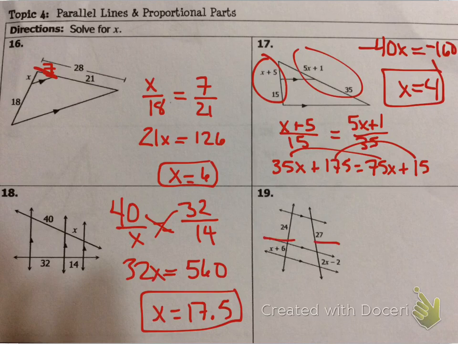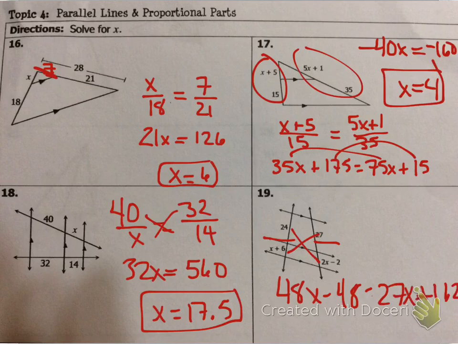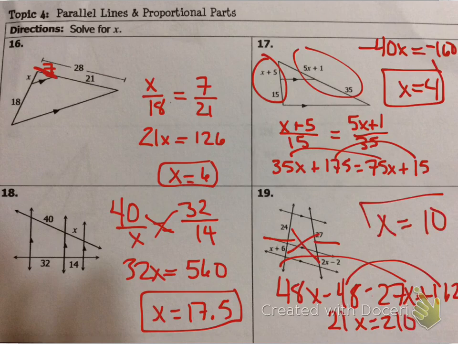Here I would have set that up as cross multiply and cross multiply. So I would have had 48x minus 48 is equal to 27x plus 162. And again, variables to the left, numbers to the right. This should give you 21x is equal to 210. So x is equal to 10. Fairly simple, nothing too difficult.